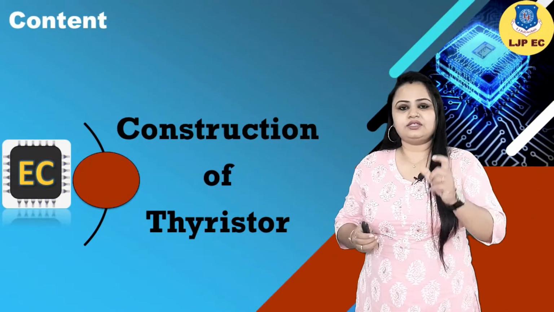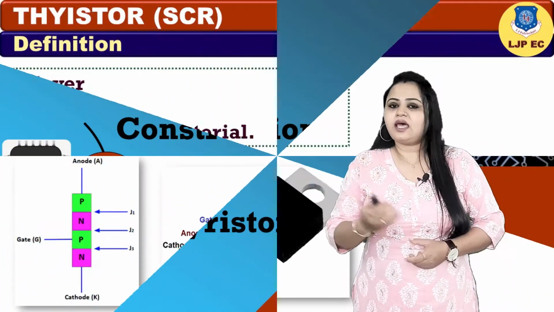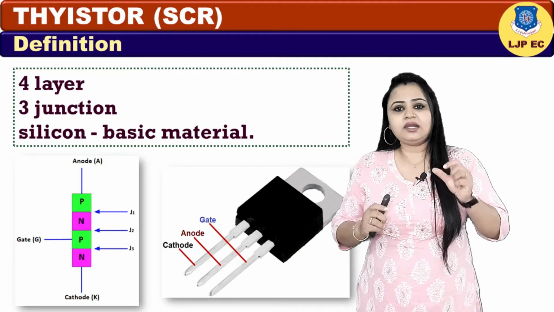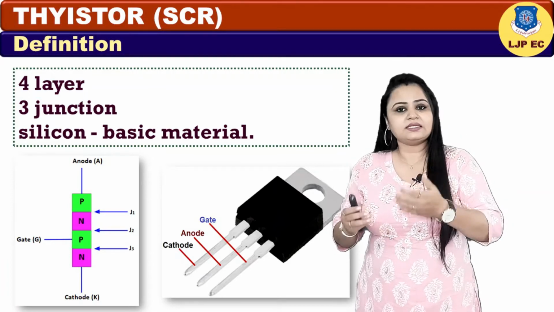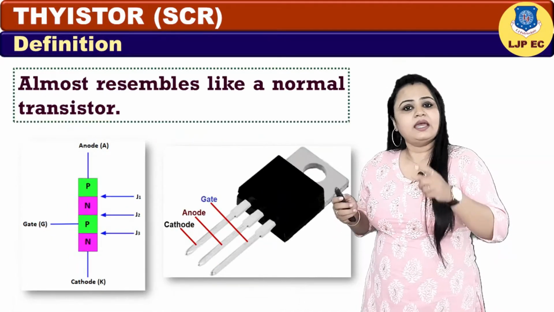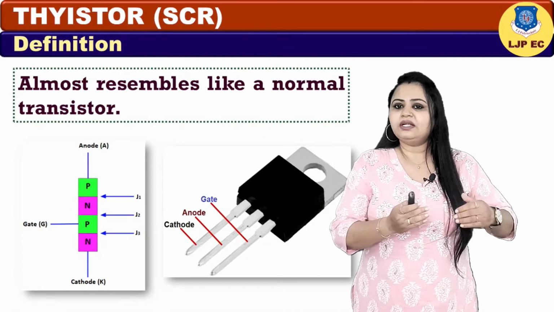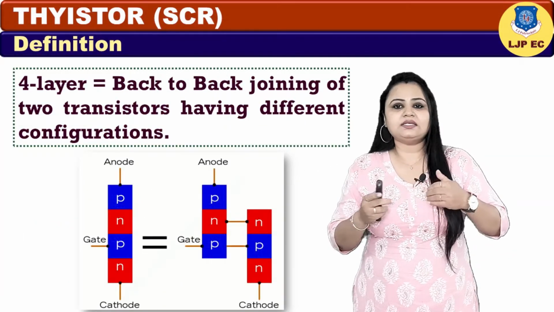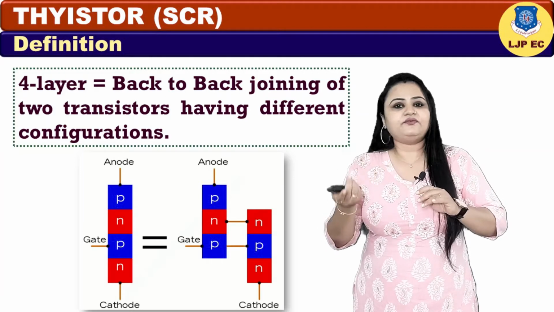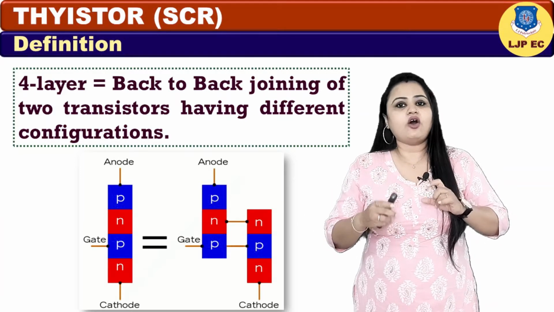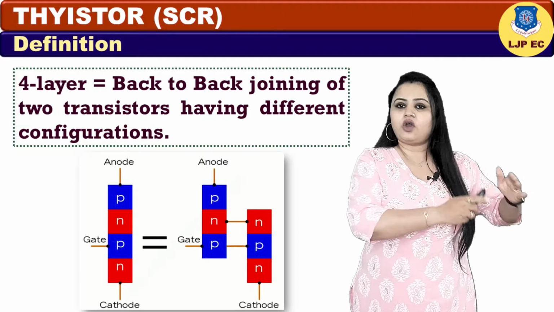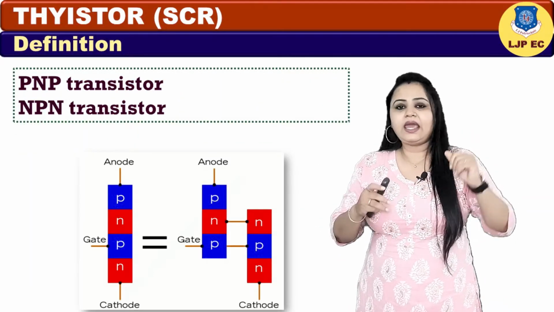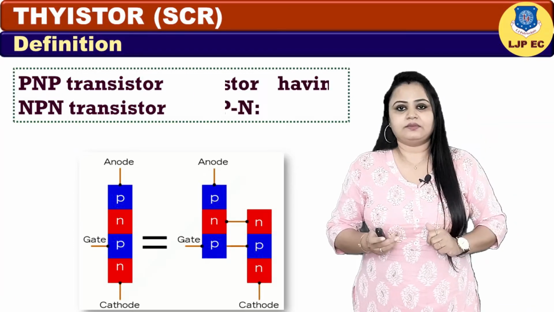Now let us see the construction of thyristor. Thyristor is a 4-layer 3-junction device which is majorly composed of silicon as its basic material. Its construction almost resembles a normal transistor. Unlike a transistor, it comprises 4 layers. It is formed by back-to-back joining of transistors having different configurations. This means by combination of one PNP and one NPN transistor.